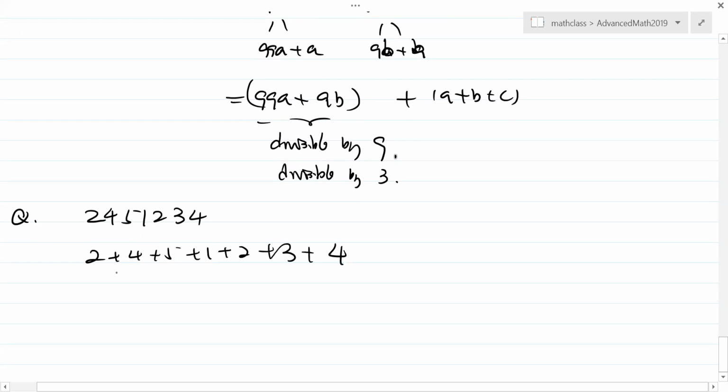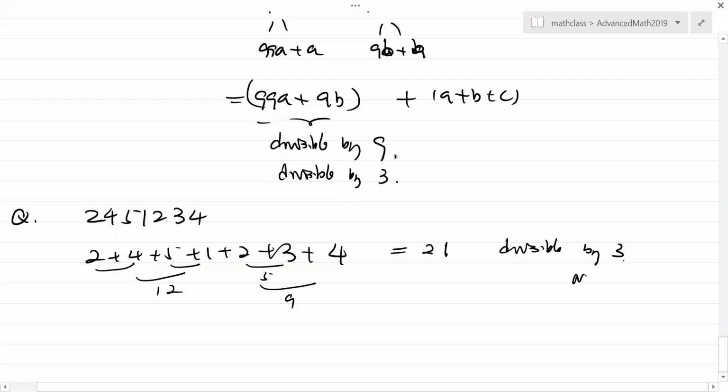It's easy to figure out. Here's a 6, 6, 12, right? And then here you get 5, right? So 5 plus 4, 9. 9 plus 12 is going to be 21. So this is divisible by 3, but not by 9, right?